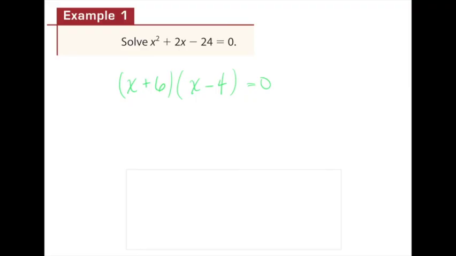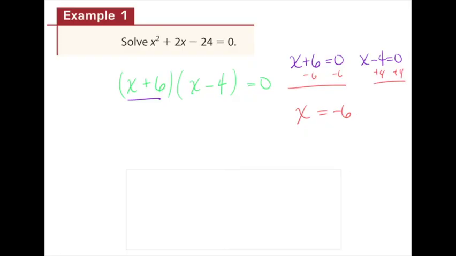And so the way we figure out what makes this a solution is we are going to set each one of these equal to 0 and solve. I'm going to say x plus 6 equals 0. And I'm going to say x minus 4 equals 0. And then I'm just going to solve it. Minus 6. So x is going to equal negative 6 or positive 4. Those are my two solutions for this equation.